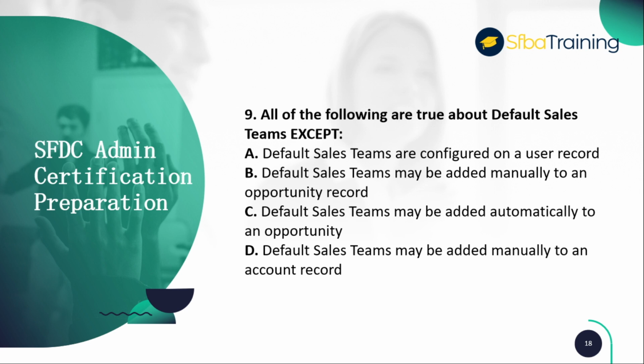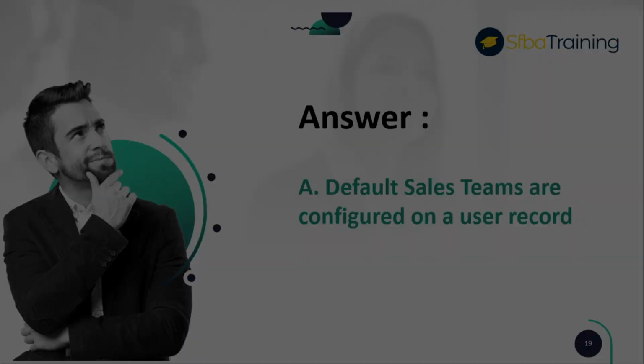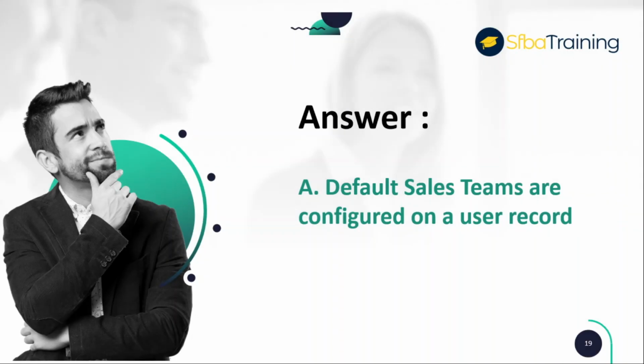Number 9. All of the following are true about default sales teams except A. Default sales teams are configured on a user record. B. Default sales teams may be added manually to an opportunity record. C. Default sales teams may be added automatically to an opportunity. D. Default sales teams may be added manually to an account record. The answer is A. Default sales teams are configured on a user record.